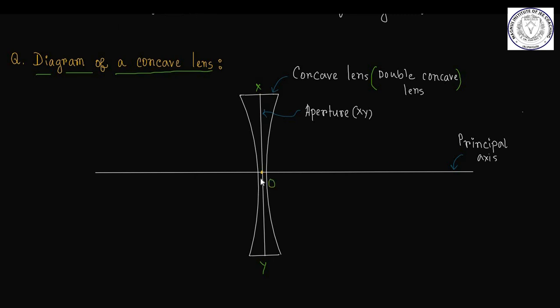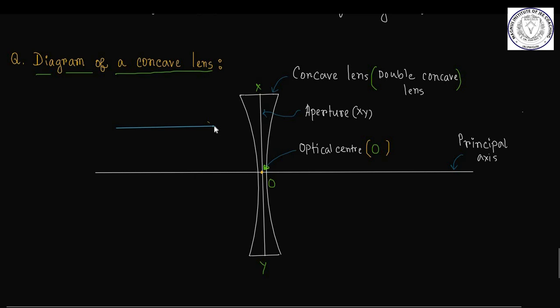Now we can denote the optical center. O is the optical center of the lens. And we can denote the incident ray of light that will be refracted through the lens.